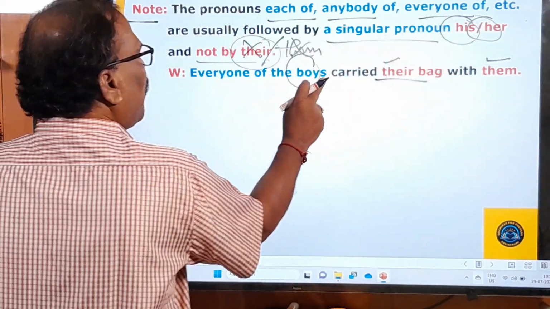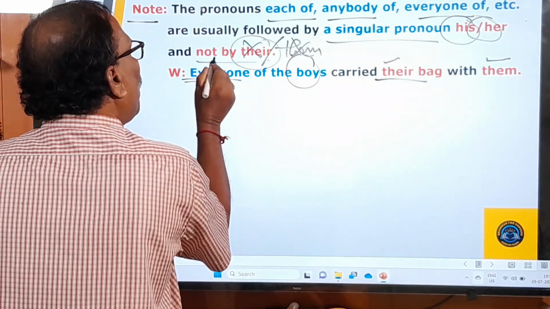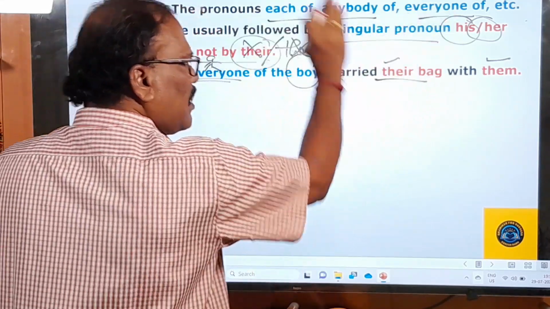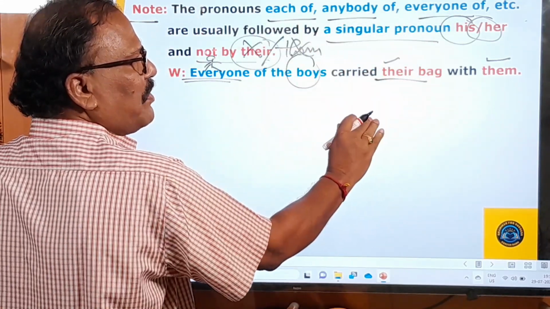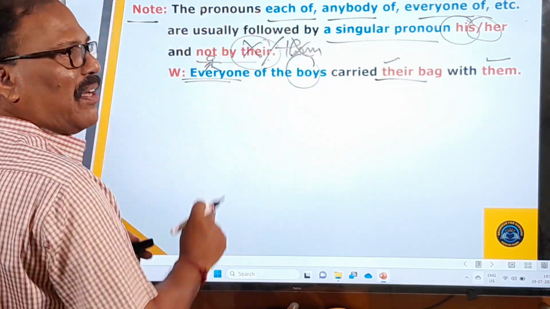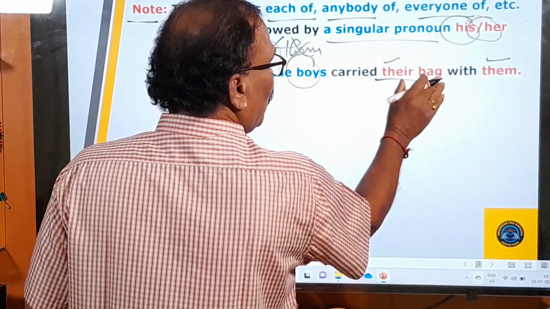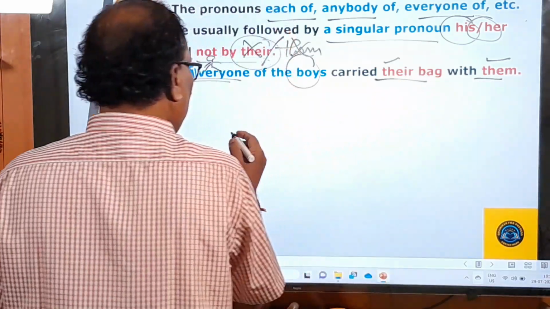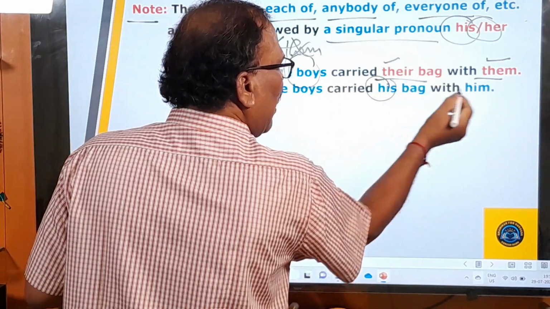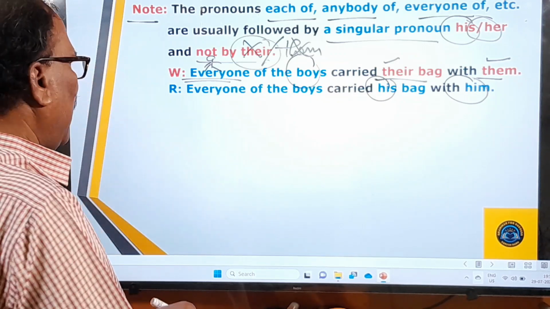Okay, every one of the boys carried their bag. You are talking about everyone. Everyone means only a singular person. These are all singular pronouns. Therefore, a singular pronoun must be there after that. Every one of the boys. There are so many boys, but you are taking only one out of them. And every one of the boys carried it. Yes, their bag is not correct. Them is not correct. What should you say then? Okay, every one of the boys carried his bag with him. With his bag, with him, that is there, right?